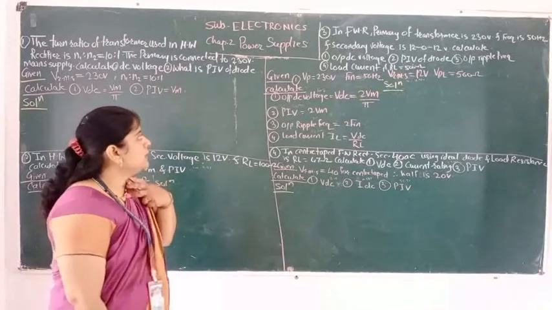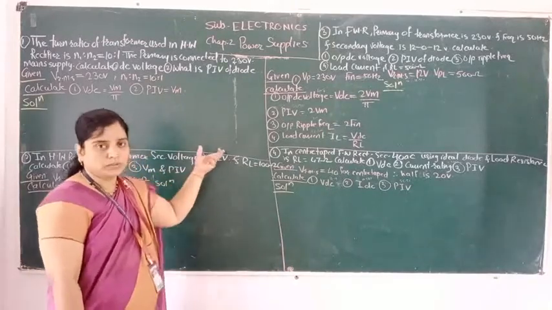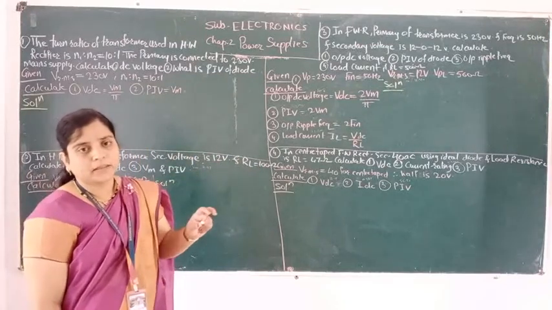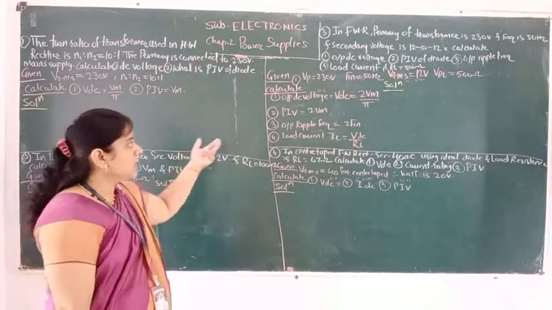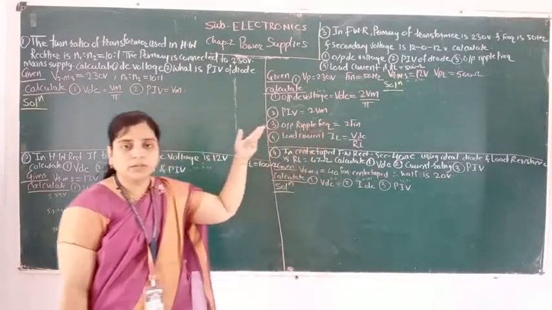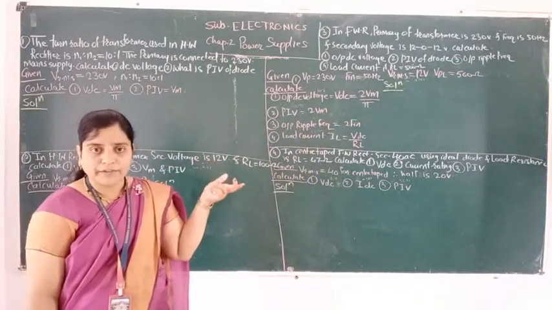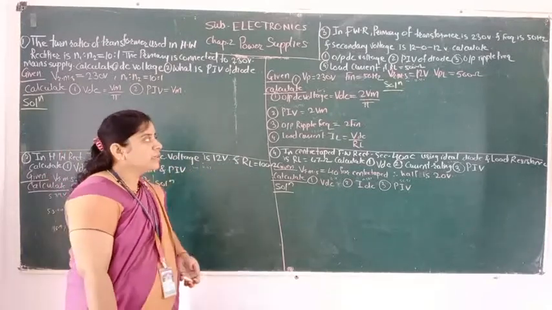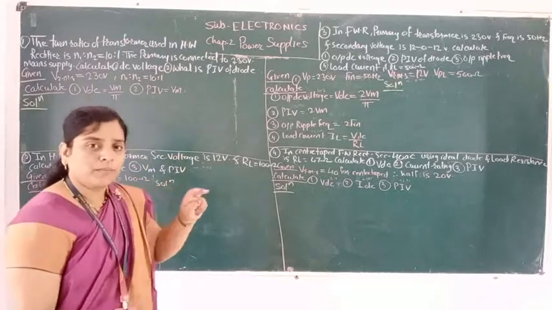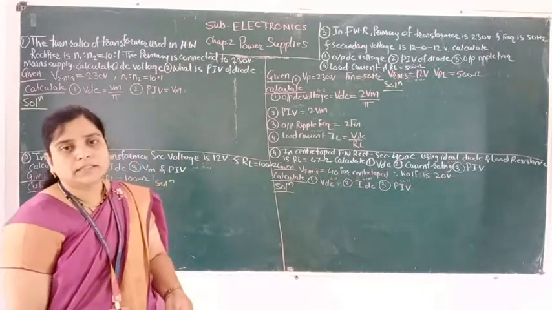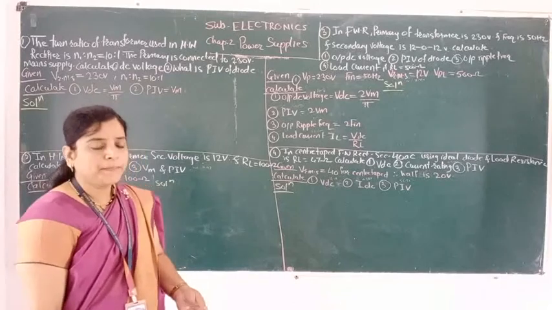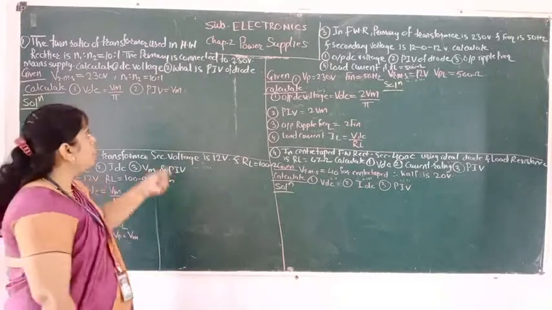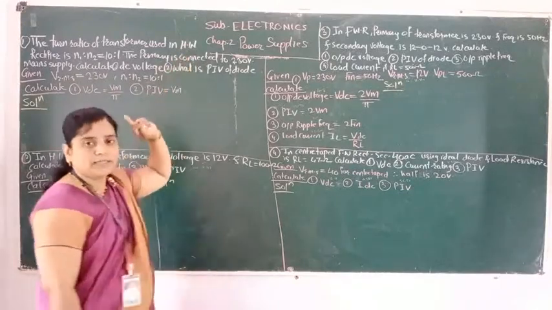That difference will help you here to solve the examples because there are formulas. In the difference we have seen that VDC, the output DC voltage, is different for the full wave rectifier, different for the half wave rectifier, and different for the bridge rectifier. By using those formulas we have to solve all these problems. So first we will see the first problem on the half wave rectifier. HW means half wave rectifier.